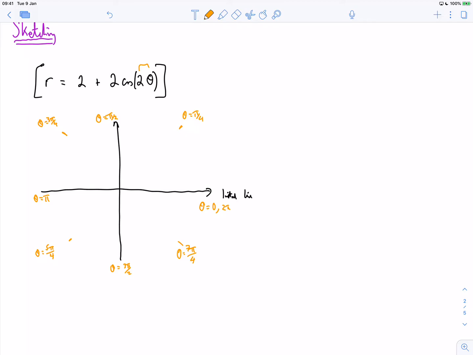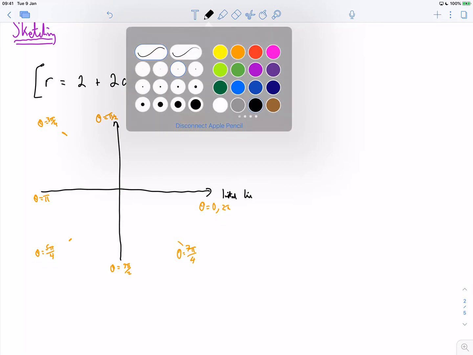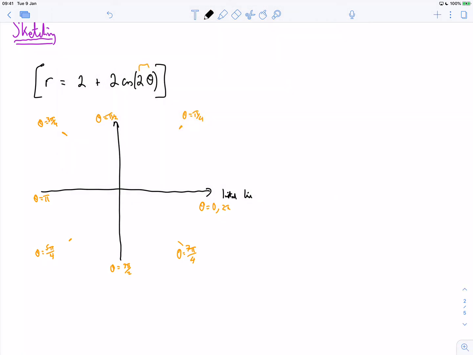Now if you really want to, and it's a bit babyish, if you're unsure what's going on, you can create a table. With skill and practice, you can probably figure out what's going on. So let's say we've got our theta values: 0, pi over 4, pi over 2, 3 pi over 4, pi, 5 pi over 4, 3 pi over 2, 7 pi over 4, and 2 pi, which is one complete spin. What is r?